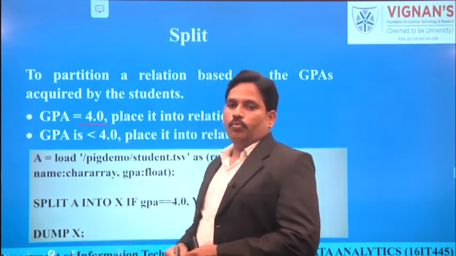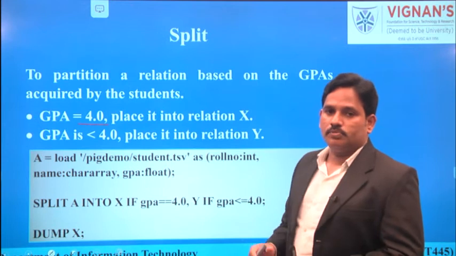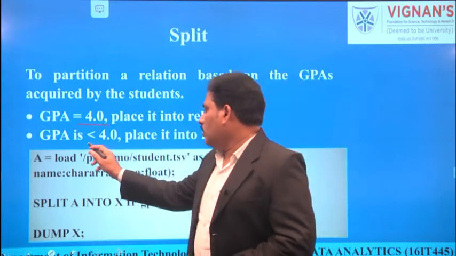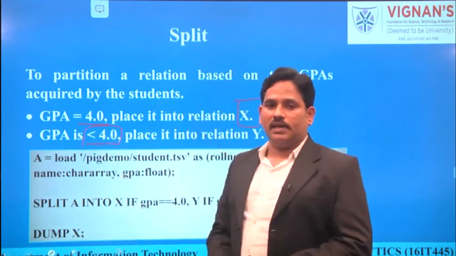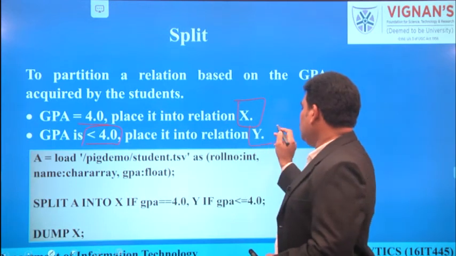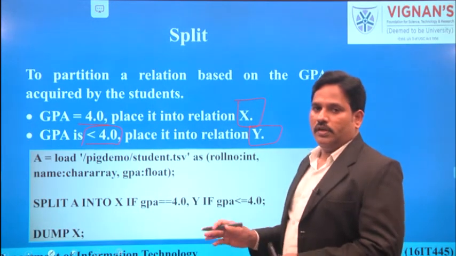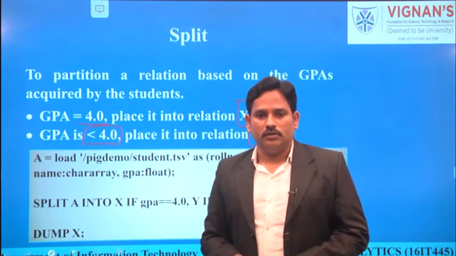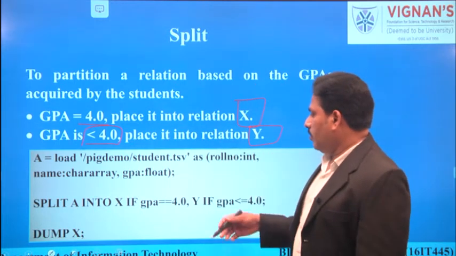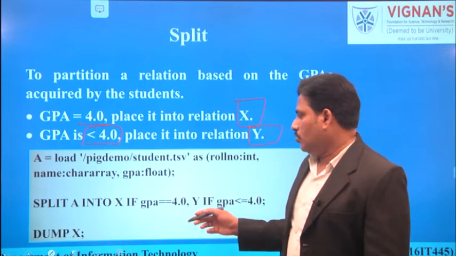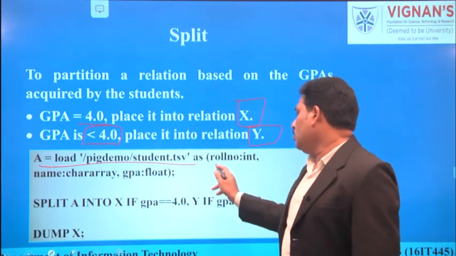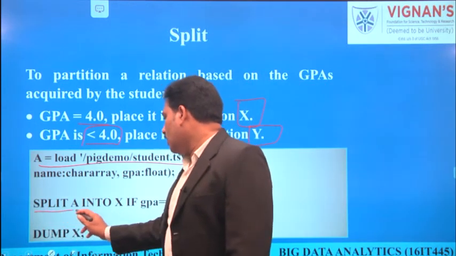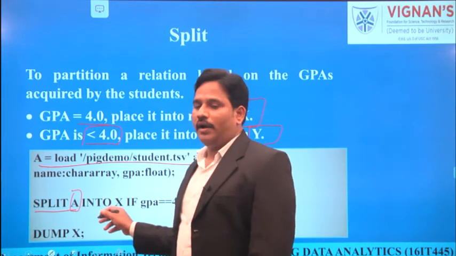If the GPA value is 4.0, place the values in a relation called X. And all the students' information whose GPA is less than 4.0 is kept in Y. So here we are partitioning the student table. Look at here. For both operations we are using only one table, so one statement is enough. Load the student table with attributes. Now use a command called split A.